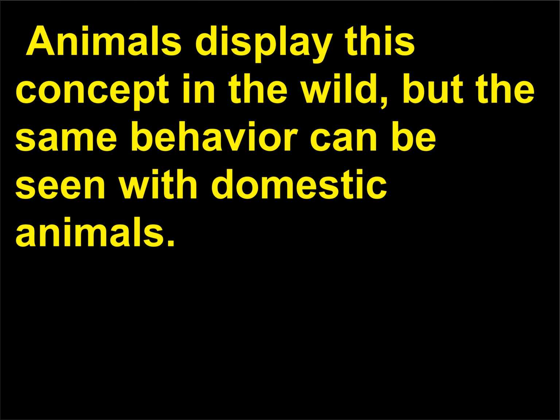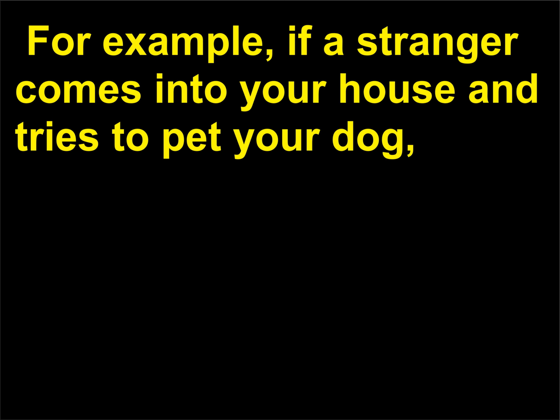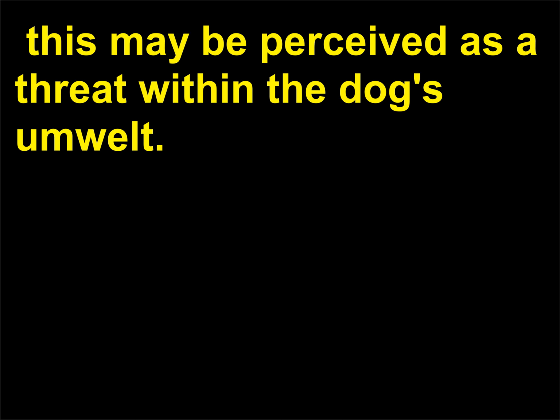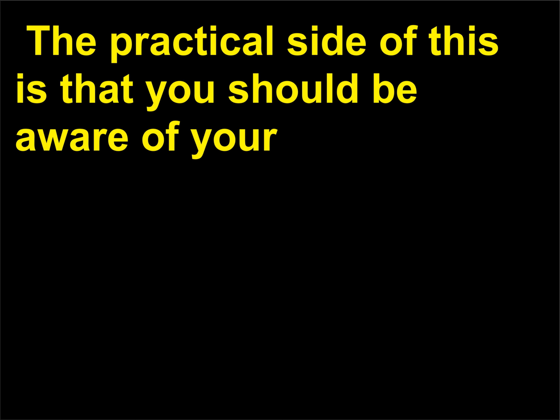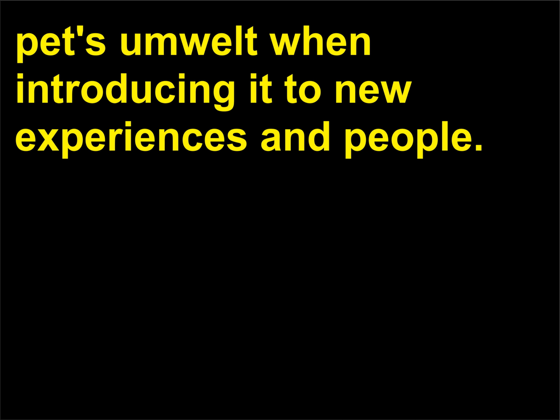Animals display this concept in the wild, but the same behavior can be seen with domestic animals. For example, if a stranger comes into your house and tries to pet your dog, this may be perceived as a threat within the dog's Umwelt. The practical side of this is that you should be aware of your pet's Umwelt when introducing it to new experiences and people.